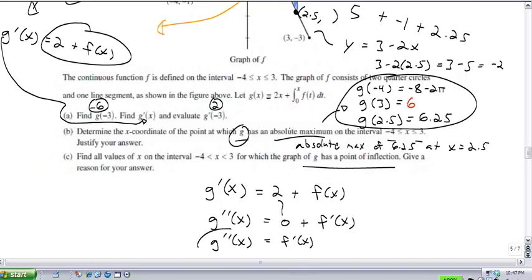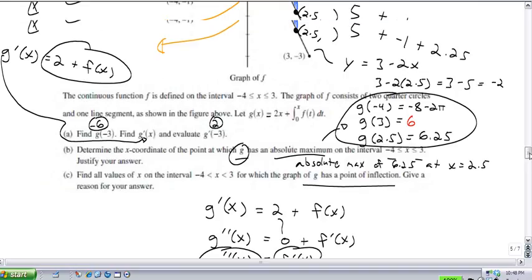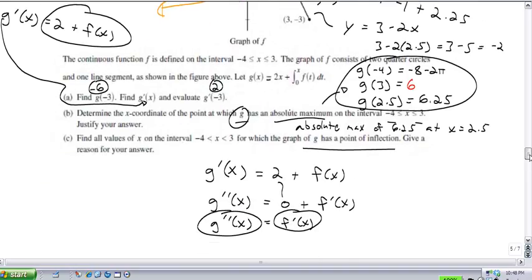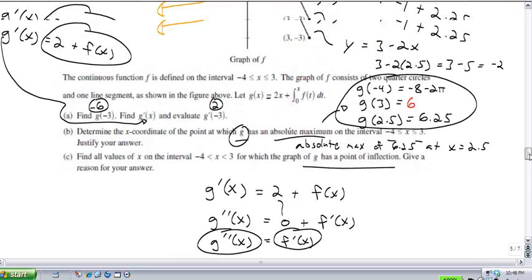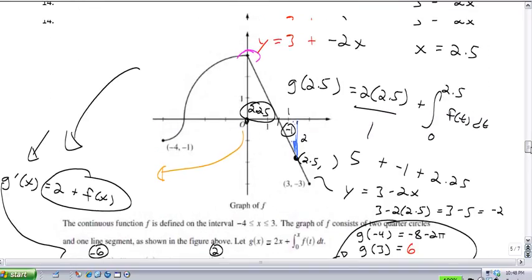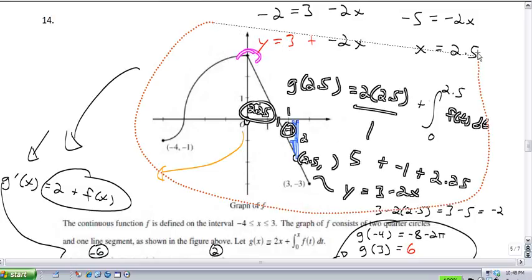So think, we're looking for g double prime crossing the x-axis, right? If g double prime crosses the x-axis, there will be an inflection point. Well, g double prime will cross when f prime crosses. They're the same thing. So think up here, when would f prime cross the x-axis? Okay, so that's f. How would I know when f prime crossed the x-axis?